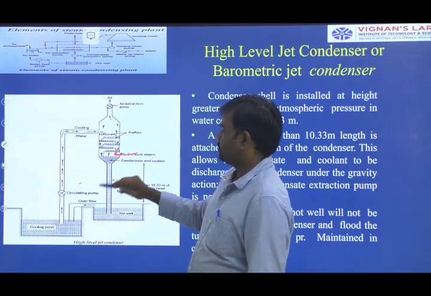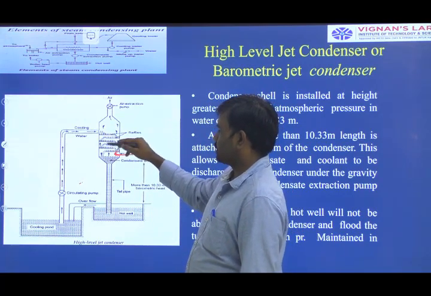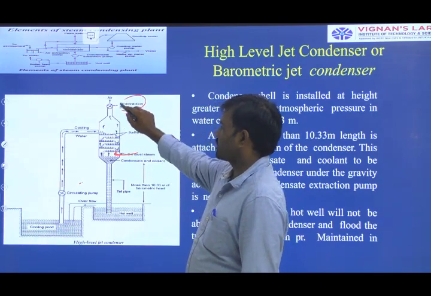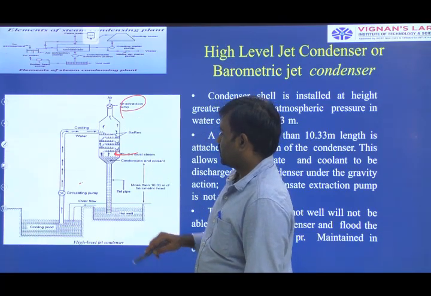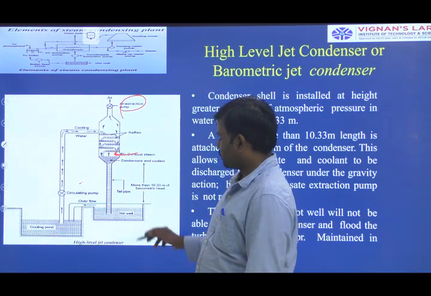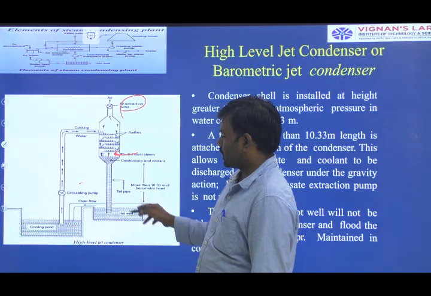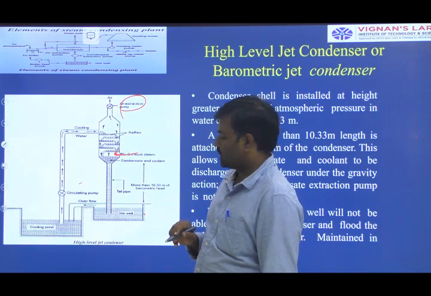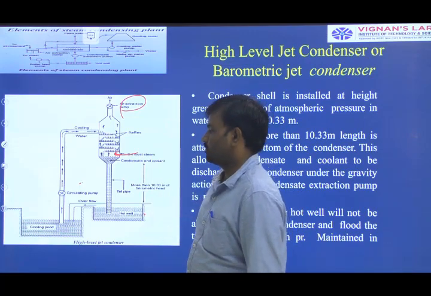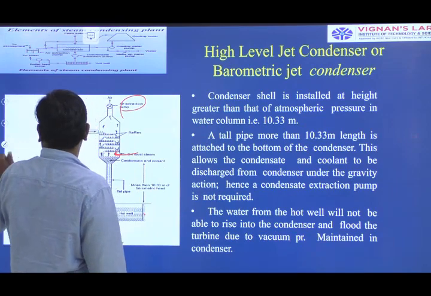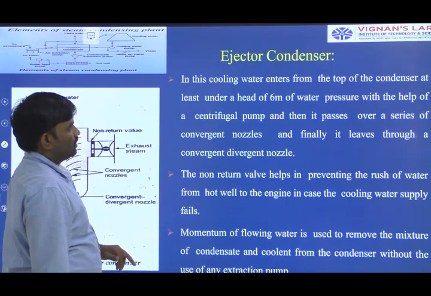During the flow, these two fluids are mixing together inside the condenser and air is extracted by the air extraction pump. After that, the condensate mixture is collected in the hot well section, and from the hot well, we are using that hot water in the boiler section for generating the steam. This is the schematic arrangement of the high level type of jet condenser.